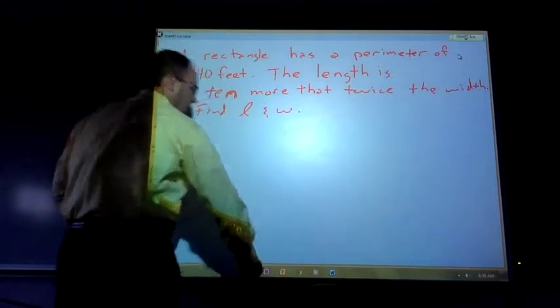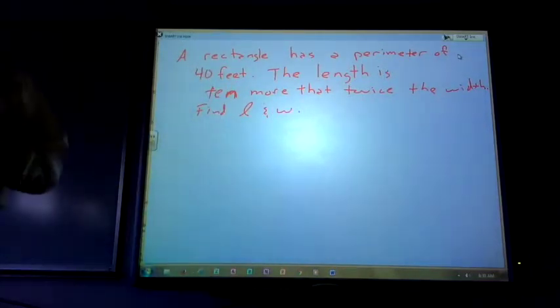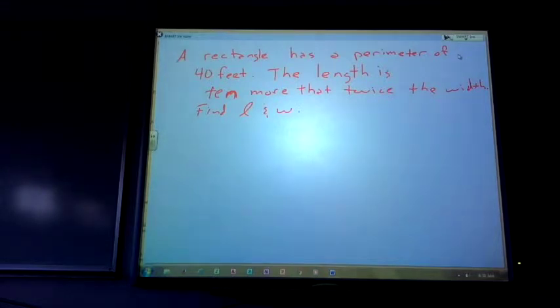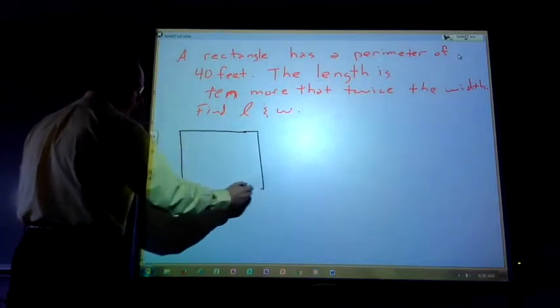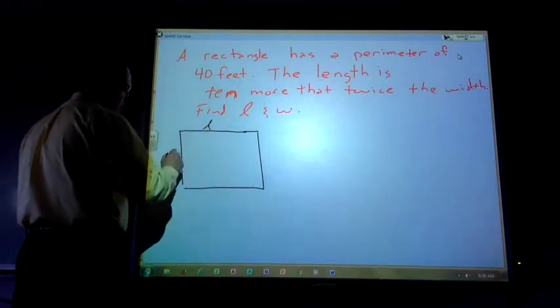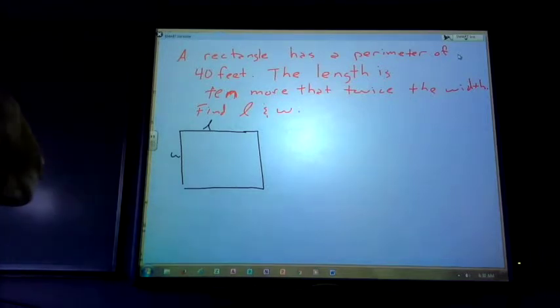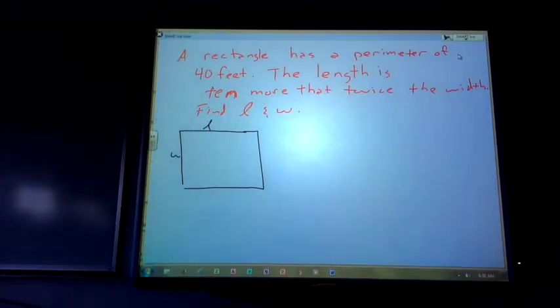Okay, rectangle problem. A rectangle has a perimeter of 40 feet. The length is 10 more than twice the width. Find the length and width. So I think an easy way to approach this is to draw a rectangle. You have length and width. Again, you've been indoctrinated through elementary school to think the length is always longer than the width, but you'll learn next year in geometry that doesn't matter.